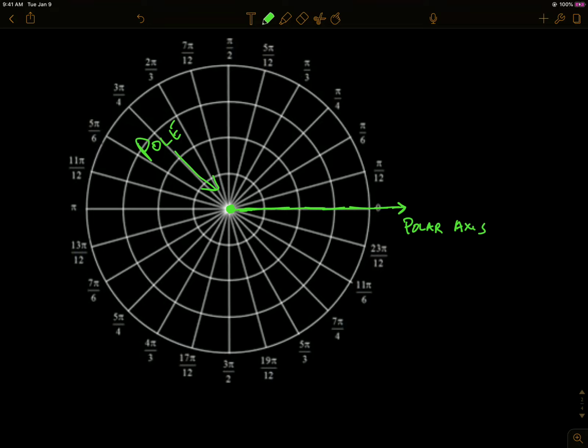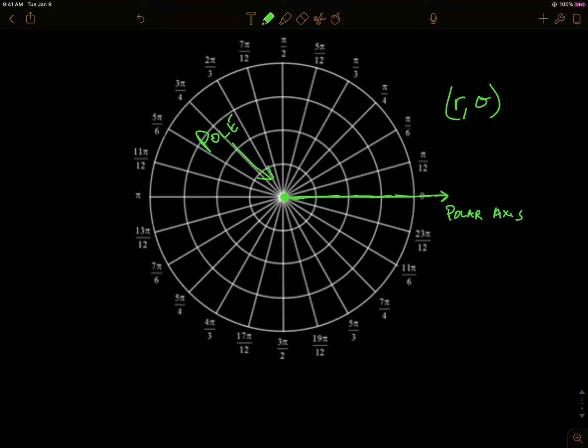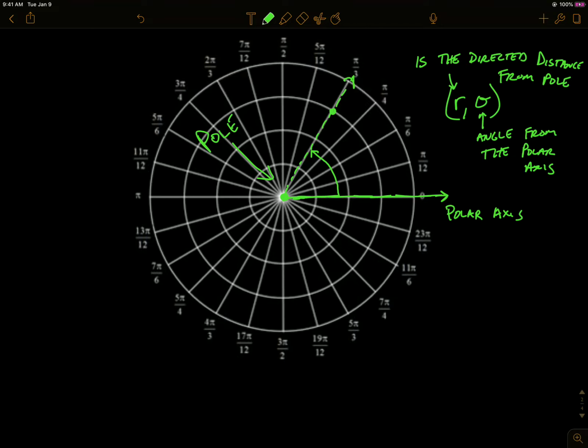And we're going to talk about how we write these points. So the coordinates are going to be written as (r, θ). And we are going to look at basically how do we plot this point. What it's going to mean is, first we're going to figure out how much we rotated from the polar axis, and then we think of that ray. So that'll be what our theta is. Our theta is an angle from the polar axis. And then we're going to talk about r. r is the directed distance from the pole.